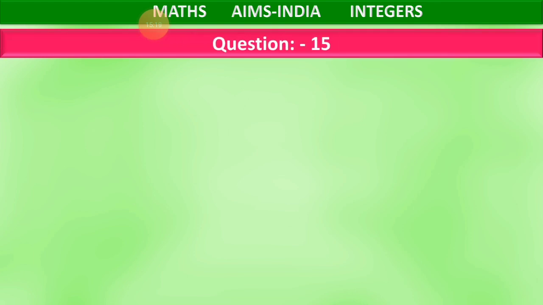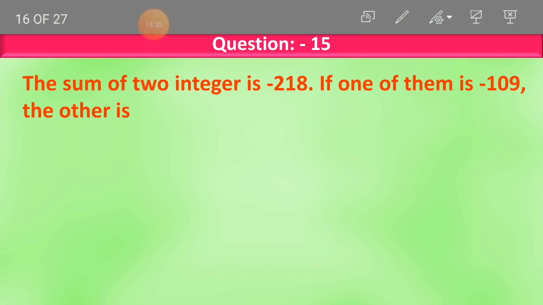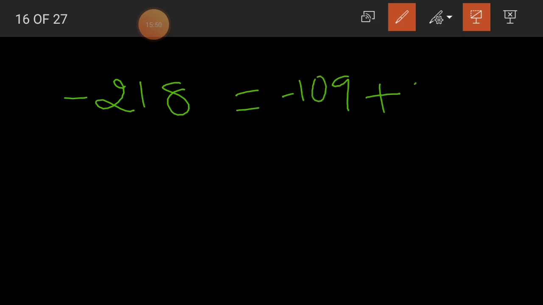The next question is question number 15. The sum of two integers is minus 218. If one of them is minus 109, the other is dash. What is the question here? The sum of two integers is minus 218. Sum of two integers, okay? One integer is minus 109. We have to find out the other integer. We do not know the other integer, so we have written x here.